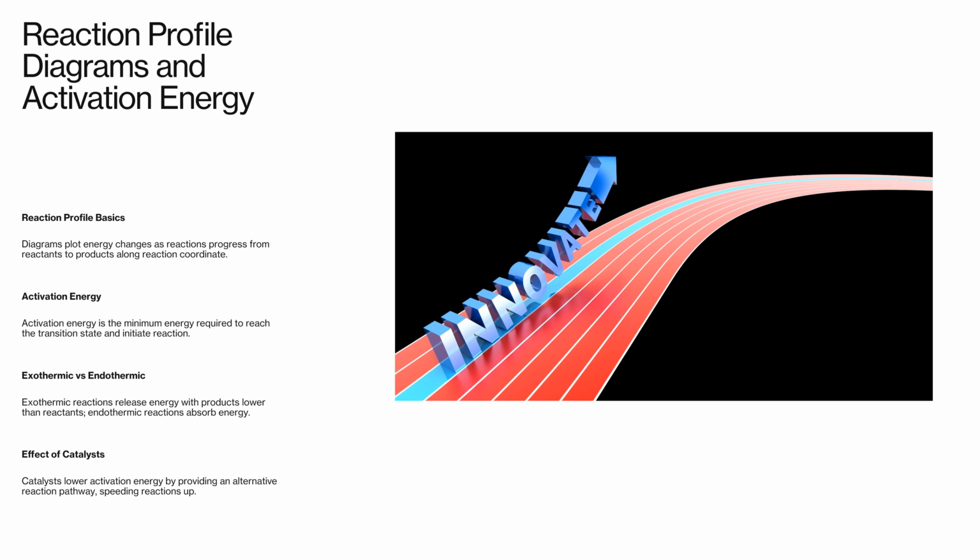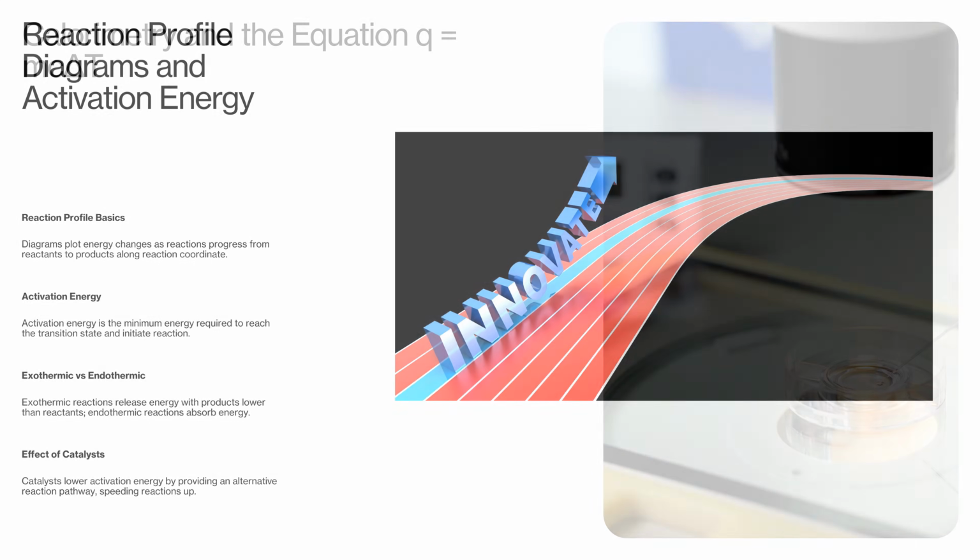Activation energy corresponds to the energy required to break bonds and form the transition state. In an exothermic reaction profile, the products are at a lower energy level than the reactants, resulting in a negative enthalpy change. In an endothermic profile, the products are at a higher energy level, giving a positive enthalpy change.